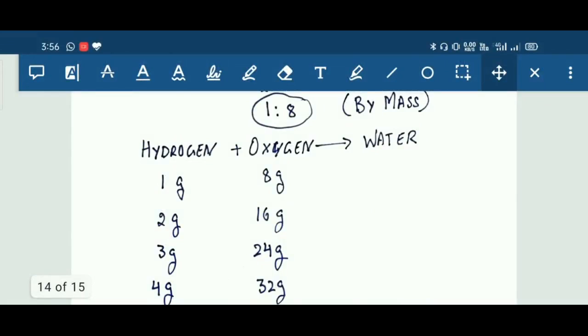Similarly, for every other compound also, elements will be present in a fixed ratio of their masses. This is the law of definite proportions.